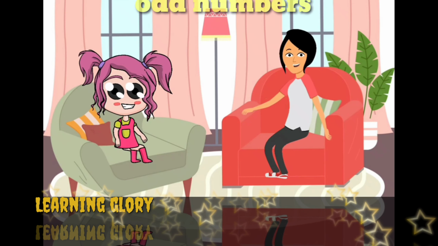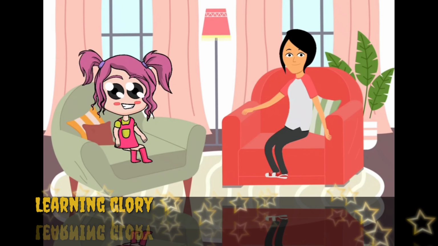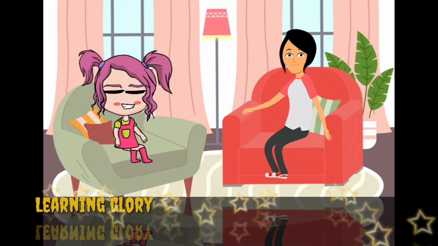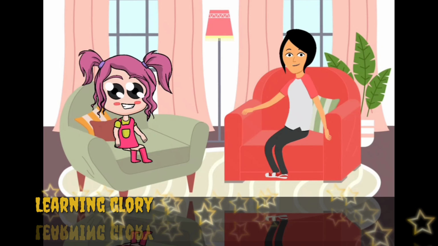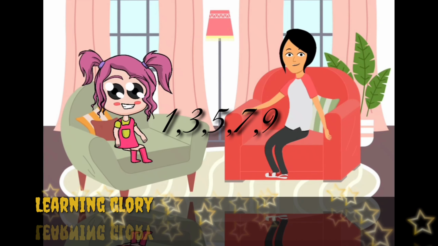अब आते हैं odd numbers. Odd numbers cannot be completely divided by 2, and their one's digit is 1, 3, 5, 7 and 9.